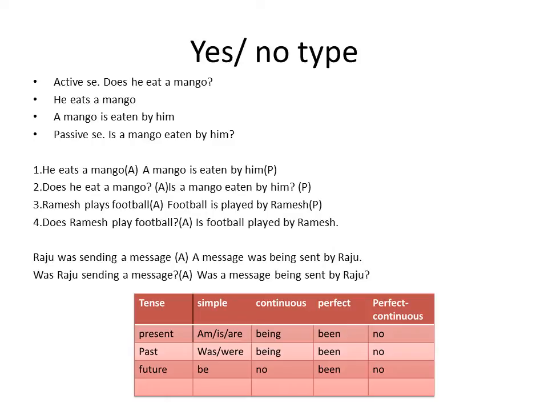Then we have to transfer this again into a yes/no type question. So for the yes/no type question, we take the auxiliary first, then the subject, a mango, eaten by him. So this is quite a lengthy process.